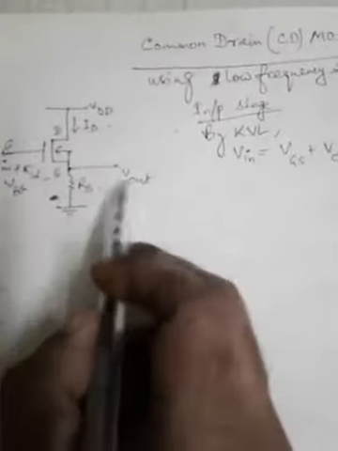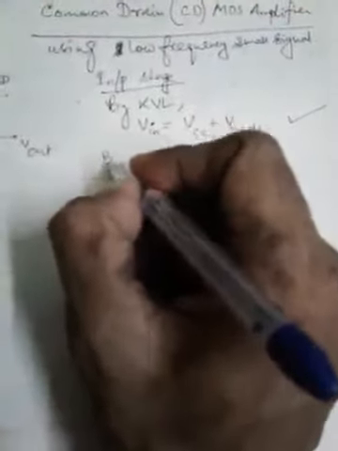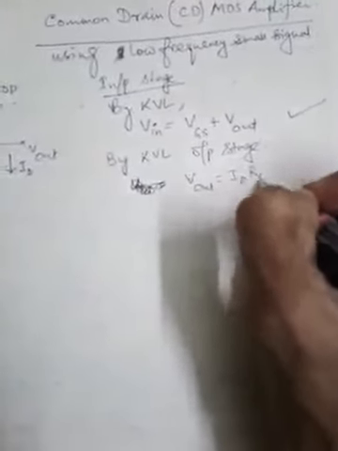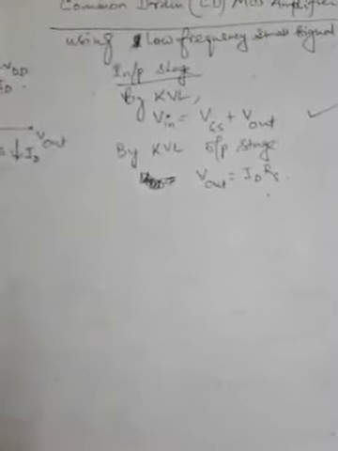So this VGS plus V out will be equal to V in. So this is the input equation, or the equation for the input stage, and by applying KVL at the output stage, we can write another equation, the output equation, which should be VDD is equal to... this ID is flowing through this RS, producing a voltage drop which is measured as V out. So V out is nothing but ID into RS. So this is the output stage.